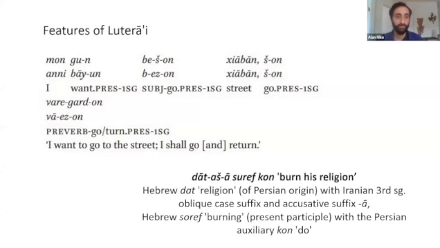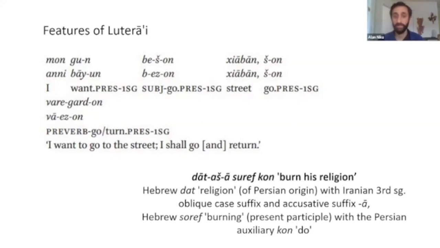So in one of the Judeo-Median languages, and I think this is Judeo-Golpaygani, it would be, Mongun beshon chiyavan shon varagardon. This is a classic Northwest Iranian sentence. Mon is me. That's an Iranian word. Gun beshon, I will go and come, and onto the street, khiyaban. Shon varagardon, I will go and come back.